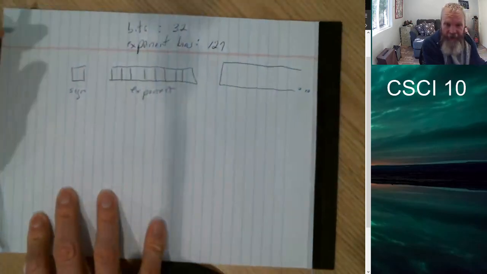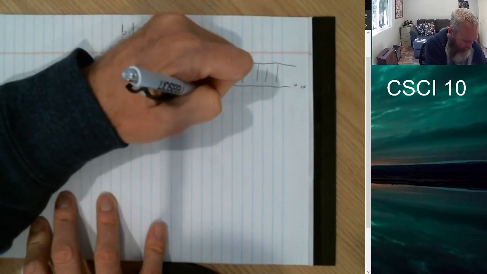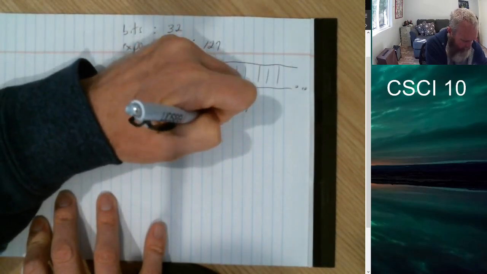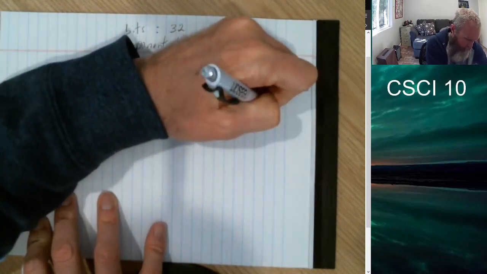I'm just going to dot that part. I need 23 bits of fraction, sometimes also referred to as mantissa, which I just happen to like that word. 23 bits.